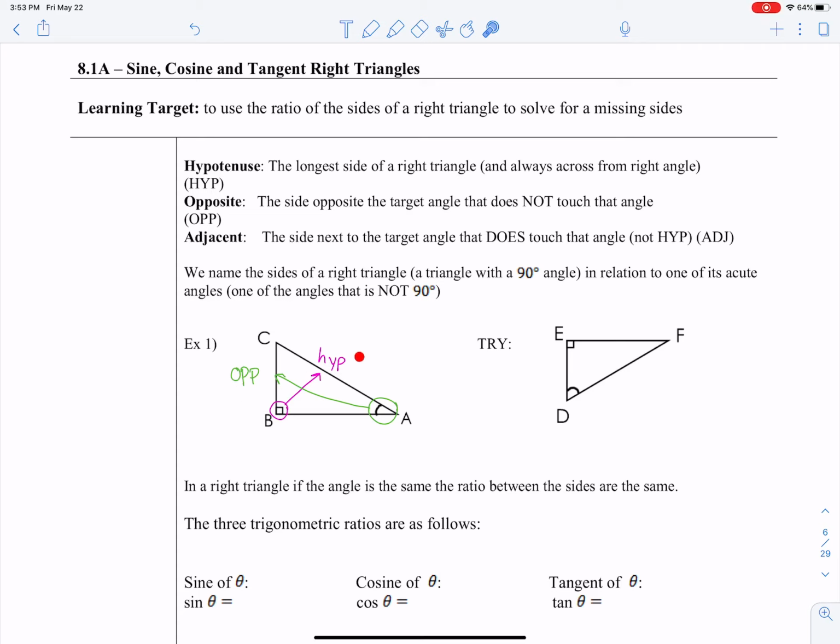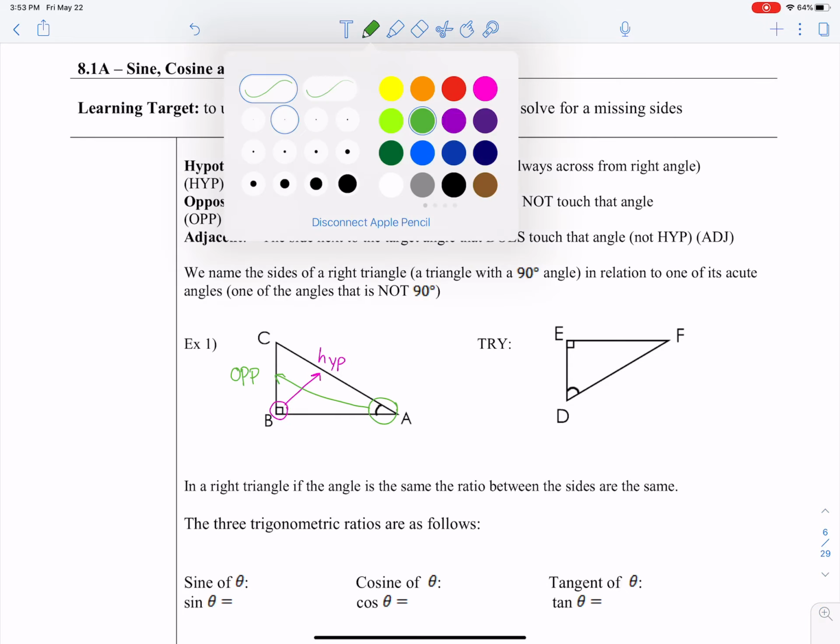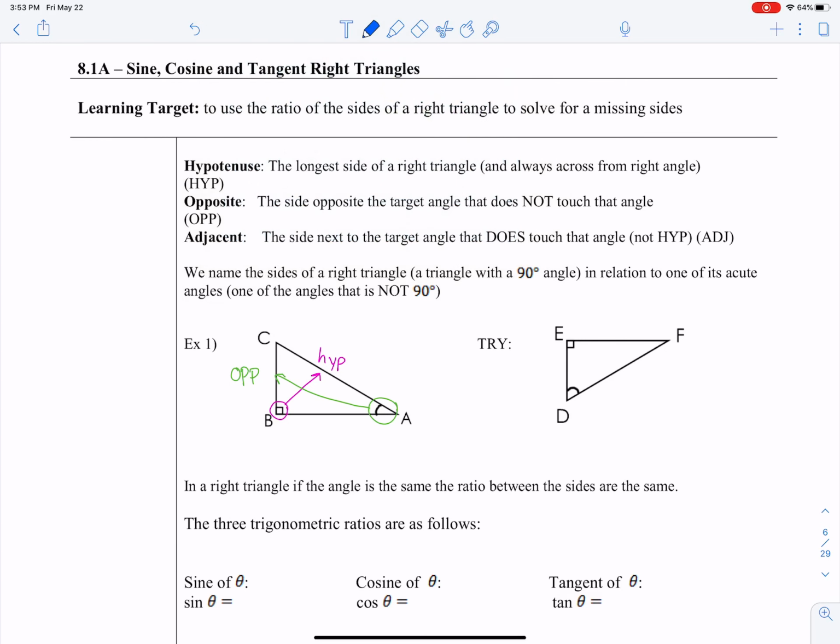Hypotenuse we always do first. It's the one opposite the right angle. And then my last one is adjacent, and we'll write ADJ for that one. So we name the sides of a right triangle, like I said, something with a 90 degrees, in relation to one of its acute angles. So one of the angles that is not 90 degrees. These are our three that we need.